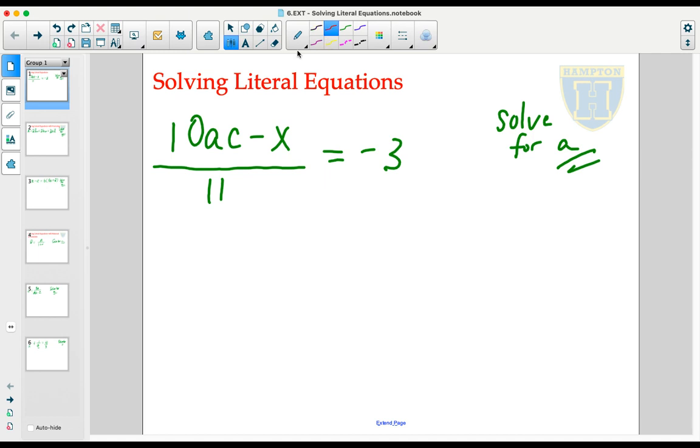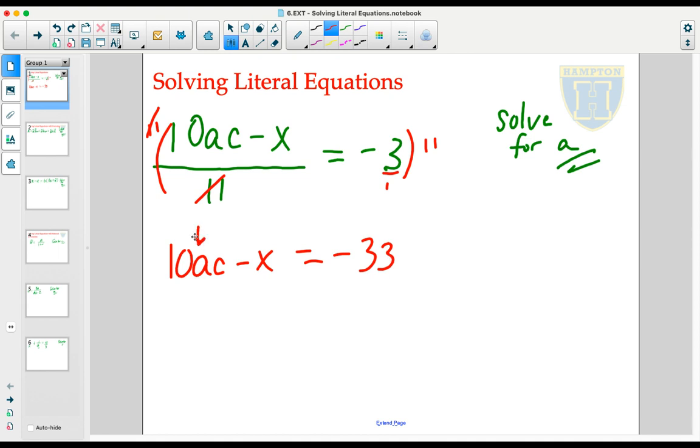We're going to multiply both sides of the equation by 11. That's going to clear out the fraction on the left. You also could think about it as cross multiplication if you wanted to think about there being a 1 underneath that -3, but we'll just use the 11, multiply both sides by 11. That clears out this fraction, leaves us with 10ac minus x is equal to -33.